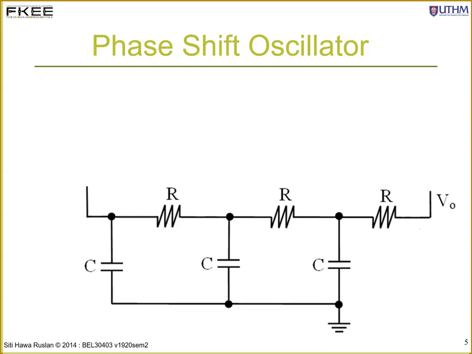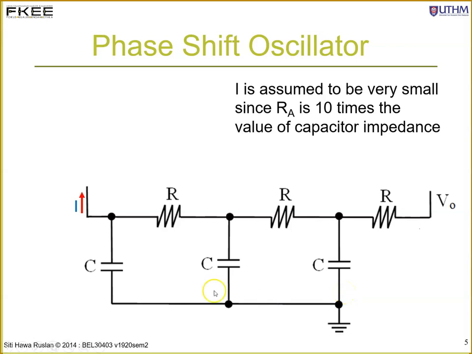Okay, and we just look at the feedback network. Okay, I define a current I over here. Actually, it is the current flowing into the amplifier. This current is assumed to be very small. We can ignore this current because the value of your RA over here must be much larger, 10 times compared to the impedance of this capacitor. With that, we can ignore the current. So we simply have the current I5 over here flowing and I6 flowing through the capacitor. So with that, at this particular node, we can say that I5 equals I6.